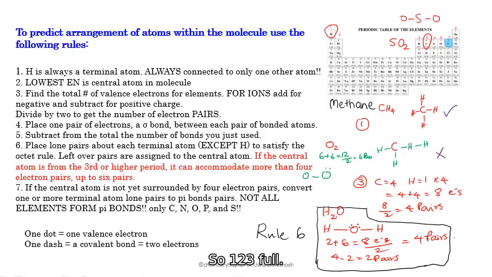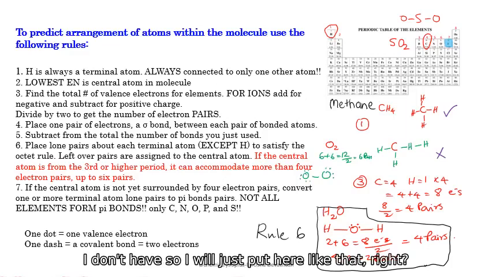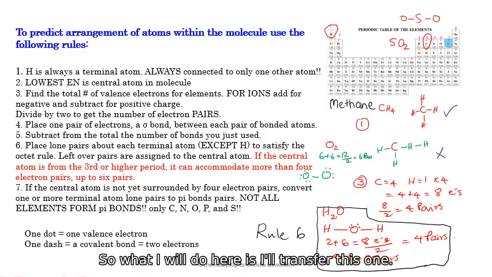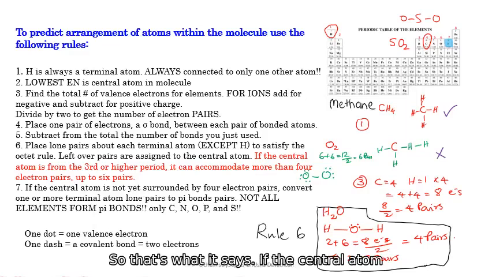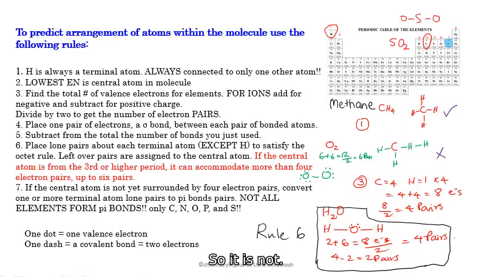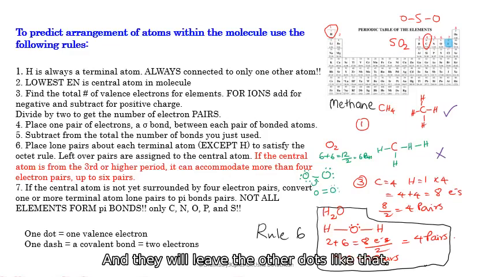So 1, 2, 3, 4. I don't have more, so I will just put it here like that. Now I'll transfer this one. We have 8 here, but we have only 6 here. That's what the rule says: if the central atom is not yet surrounded by 4 electron pairs, which it is not, I will transfer this one to this one and put a double bond here. One of them is sigma and the other one is pi. And I will leave the other dots like that.